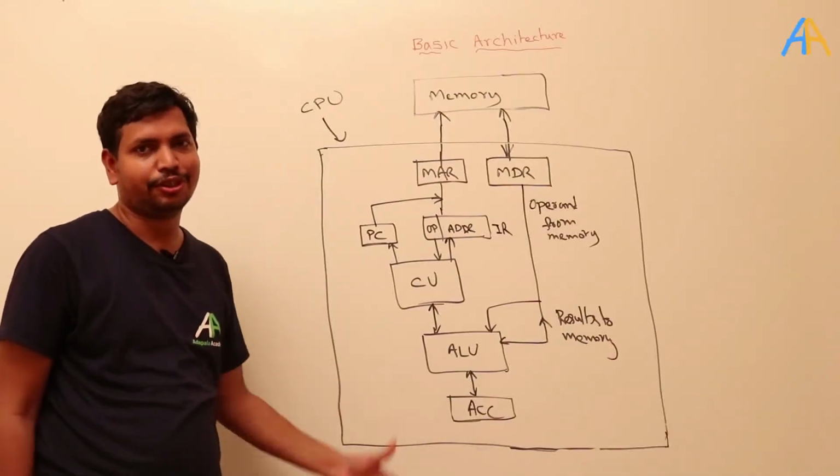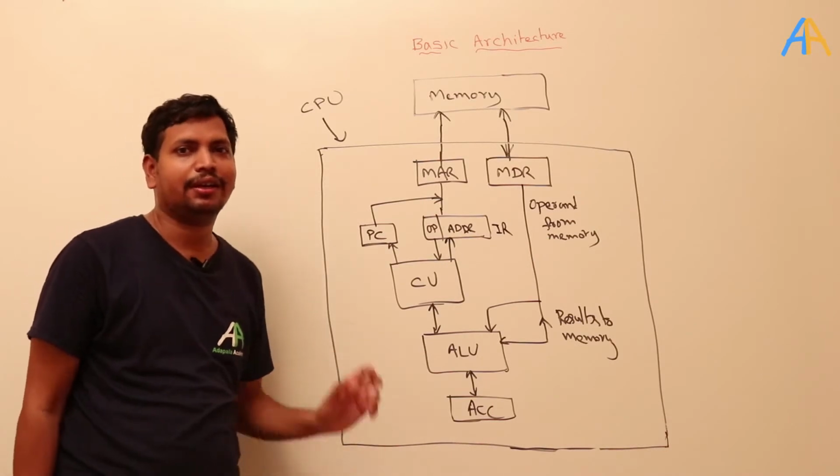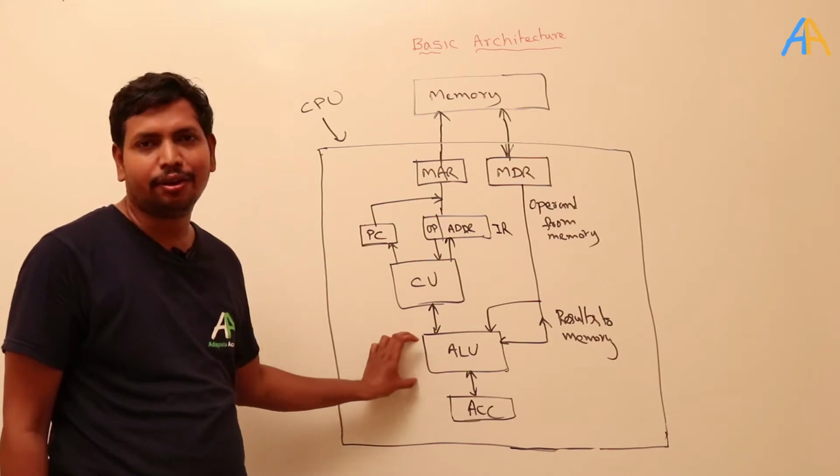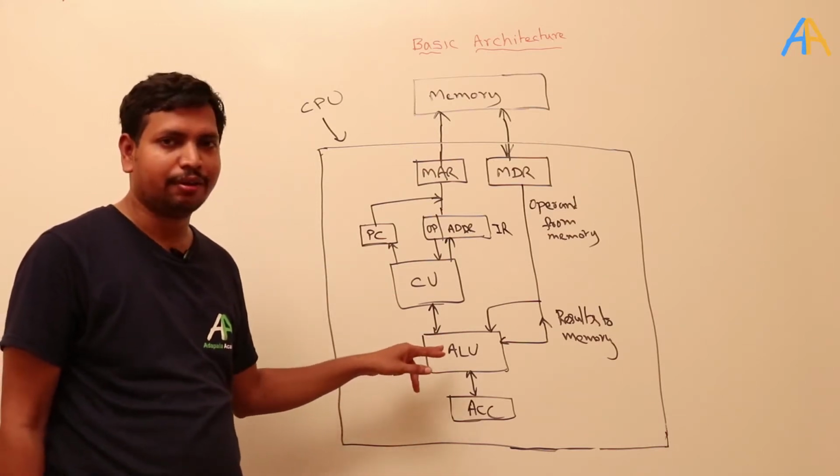We have studied about the central processing unit. It contains three main units you studied earlier. The control unit is the brain. The arithmetic logic unit will perform the arithmetic and logical operations.